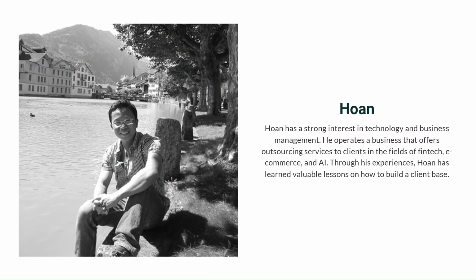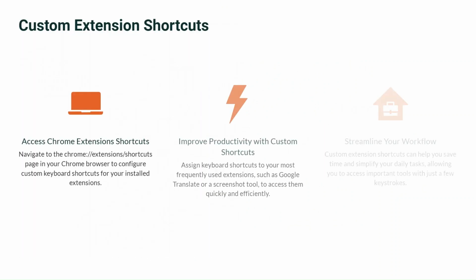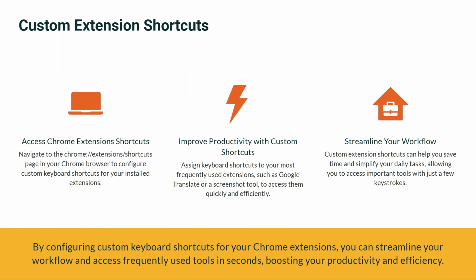Let's jump right in. Key tips for Google Chrome productivity. Custom extension shortcuts. Configure custom keyboard shortcuts for Chrome extensions by visiting chrome://extensions/shortcuts. This lets you access frequently used tools like Google Translate or a screenshot extension in seconds.